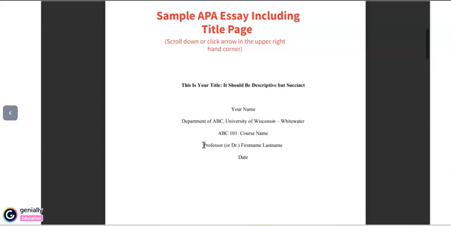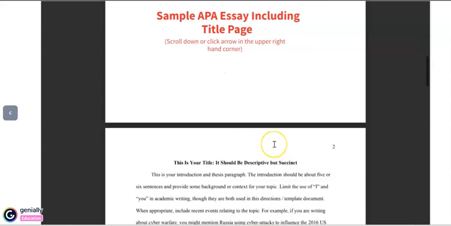If they're a professor and have not become a PhD or a doctor, then you just go with professor. If they are a doctor, you start with doctor. You should never just use your instructor's first and last name. Instructors do a lot to earn their titles, and you should respect that by making sure you call them that. And then you finish with the date. Then your essay starts on the next page.